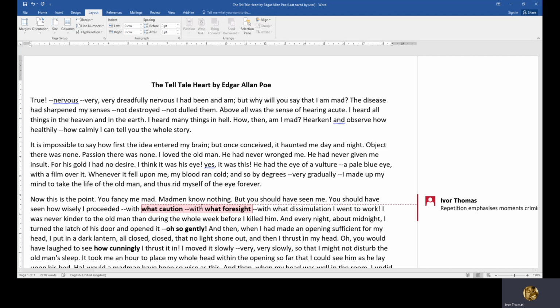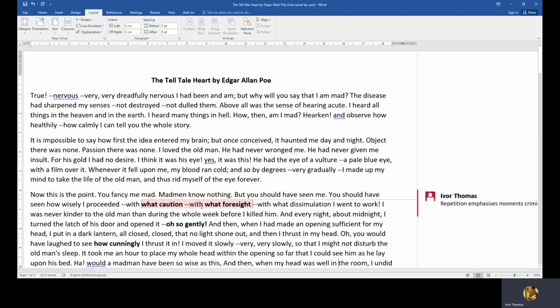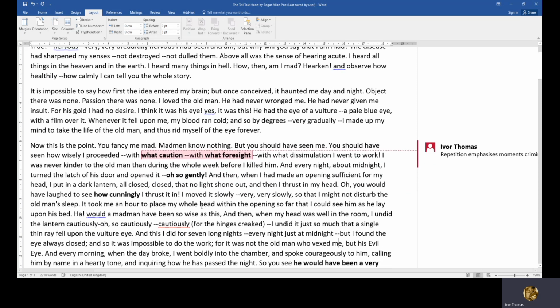"Then I thrust in my head into the man's bedroom. Oh, you would have laughed to see how cunningly I thrust it in. I moved it so slowly, very, very slowly, so I might not disturb the old man's sleep. It took me an hour to place my whole head within the opening, so far that I could see him as he lay upon his bed. Would a madman have been so wise as this? And then, when my head was well in the room, I undid the lantern cautiously. Oh, so cautiously. And the hinges creaked. I undid it just so much that a single thin ray fell upon the vulture eye."